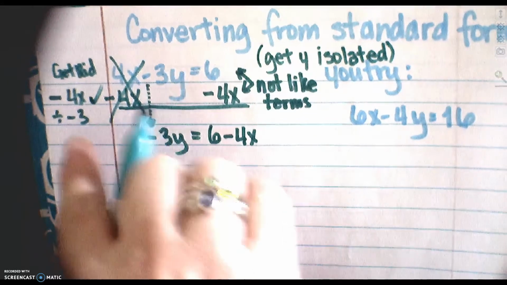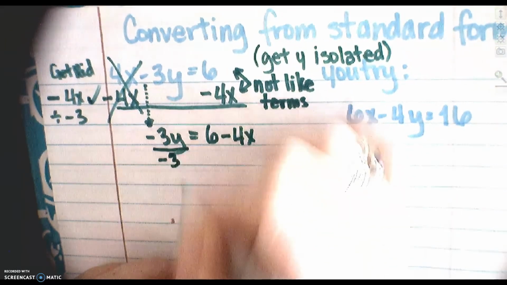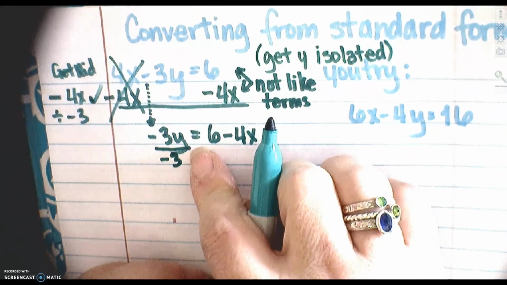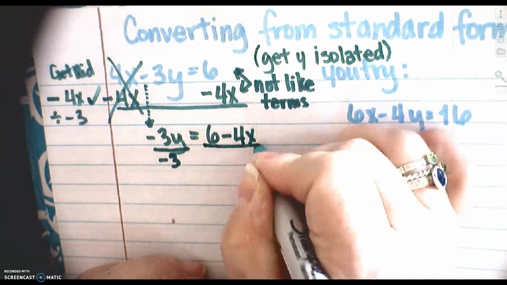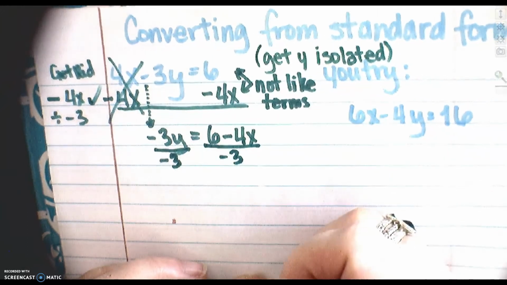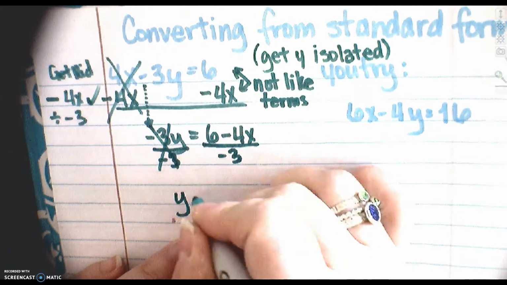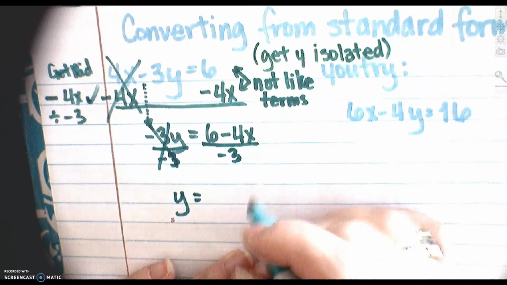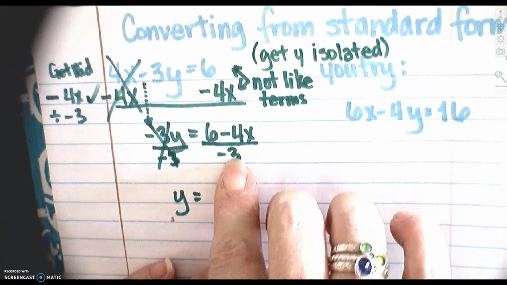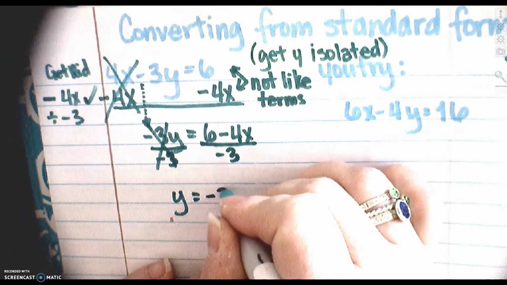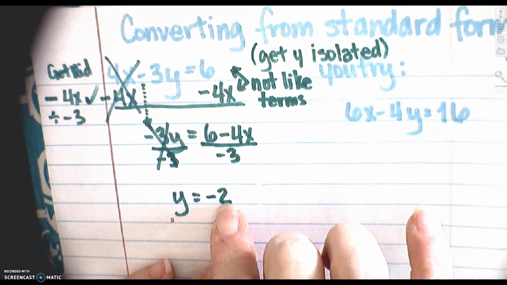The next thing we're going to get rid of is this negative 3, and like I said, we have to divide it away because it's being multiplied to the y. And the golden rule, if we do it to the left side of the equal sign, we must also divide it on the right side of the equal sign. That's gone. It's a 1. So we now have 1y, which is what we want. 6 divided by negative 3 is negative 2.